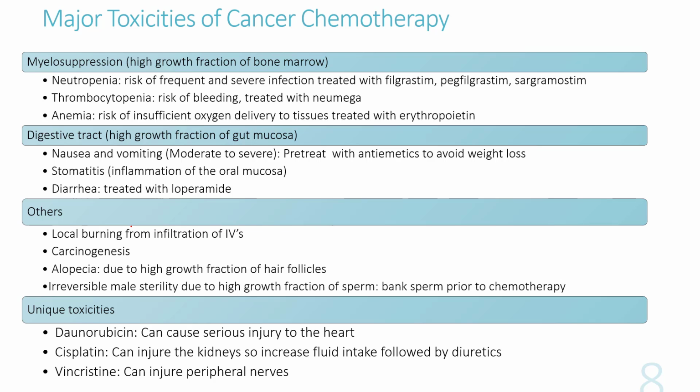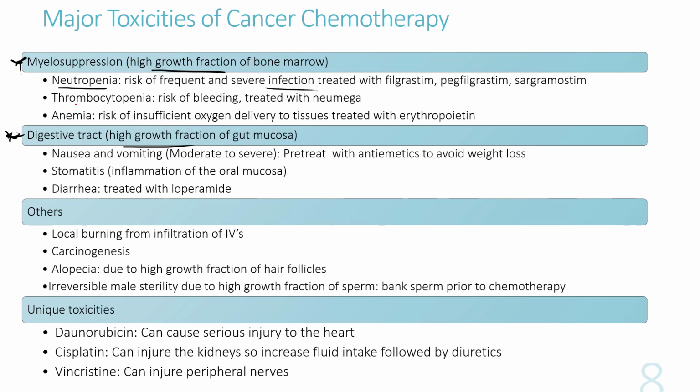Some of the major toxicities of cancer chemotherapy are listed over here. The first two categories are basically fast-growing cells, so they have a high growth fraction. One of the areas of the body that has a high growth fraction is the bone marrow, right? Cancer chemotherapy suppresses the development and division of bone marrow cells, and this is called myelosuppression. What happens is neutrophil numbers drop. You have neutropenia, with risk of frequent and severe infection.